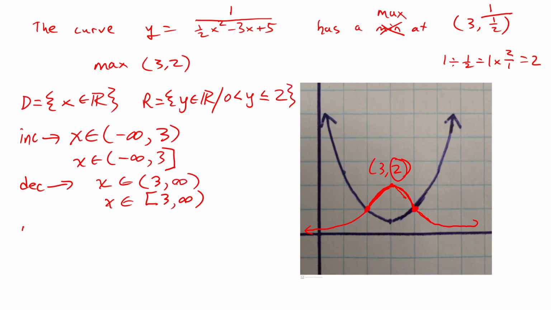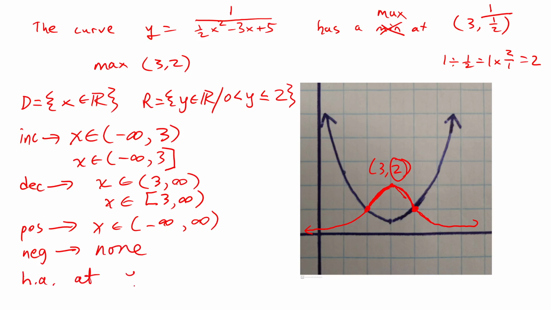Now, our positive interval: what x values produce a y value greater than 0? They all do. Any x coordinate from negative infinity to infinity is defined and produces a y coordinate that's positive. Negative intervals, there are none. And our horizontal asymptote is at y equals 0, and there are no vertical asymptotes.